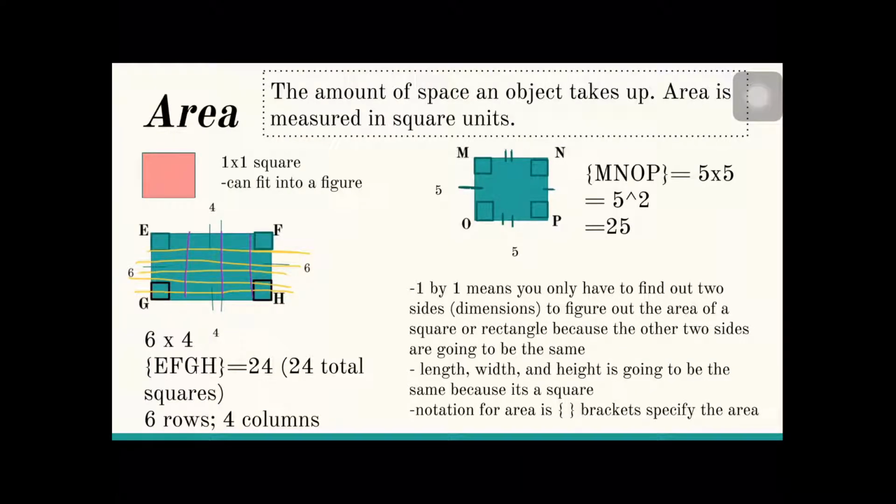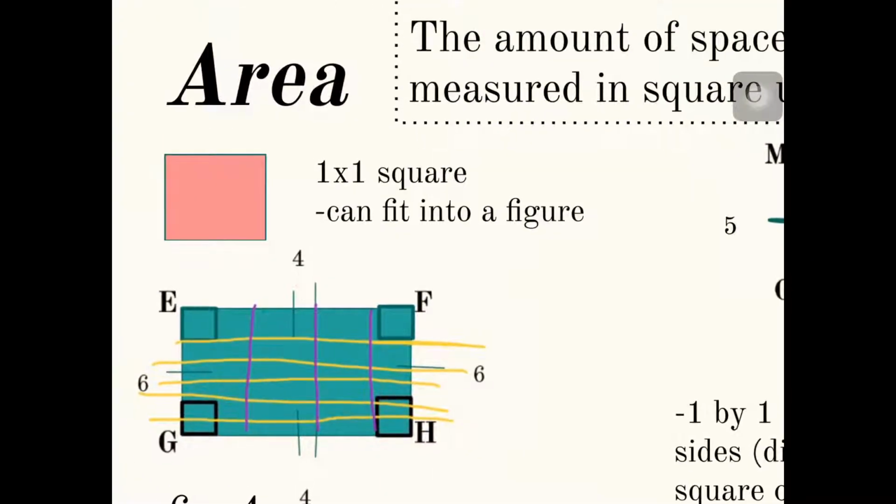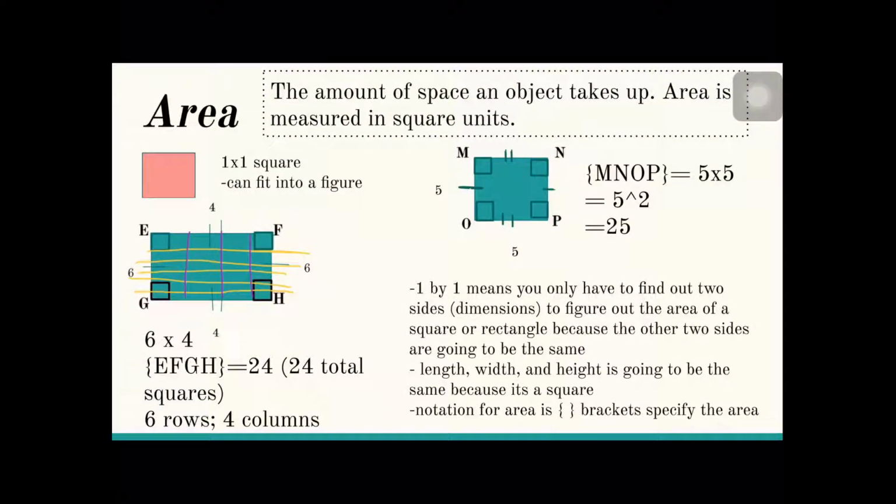On to area. Area is the amount of space an object takes up. Area is measured in square units. Over here is a 1 by 1 square that can fit into a figure. 1 by 1 means you only have to find out 2 sides, which are dimensions, to figure out the area of a square or rectangle, because the other 2 sides are going to be the same.